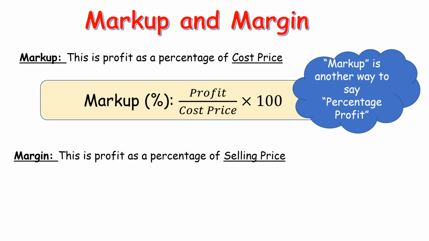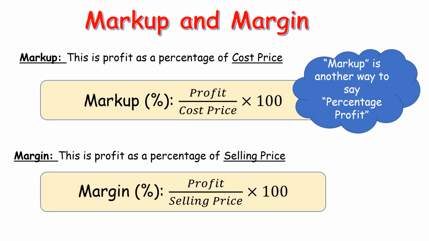We then have margin. Now this is the profit as a percentage of selling price. So we put the selling price on the bottom and multiply it by 100. You'll see in the questions where in some cases they've told us what markup and margin is, and in other cases they haven't. So do be aware of how to calculate both of these.